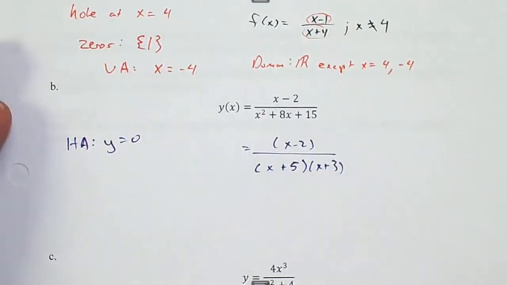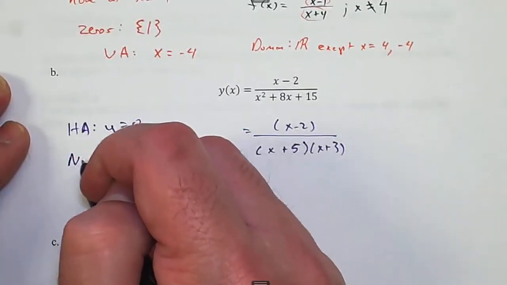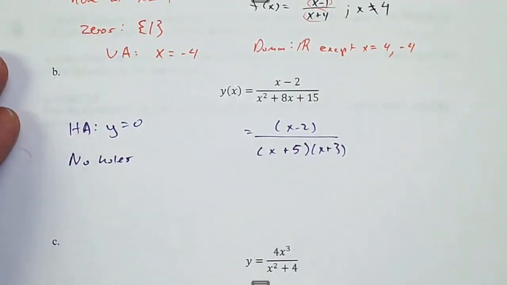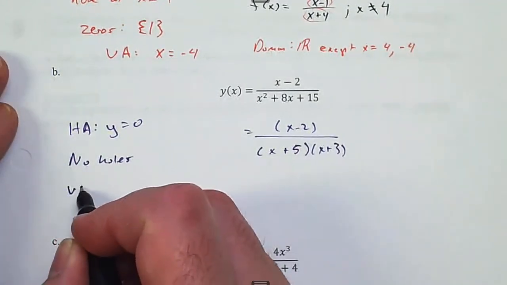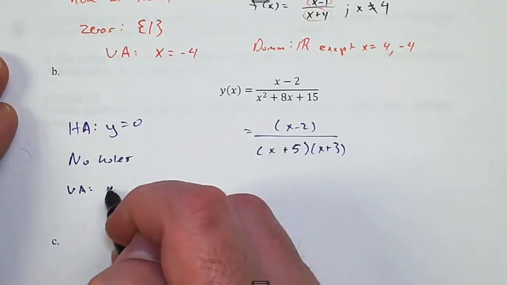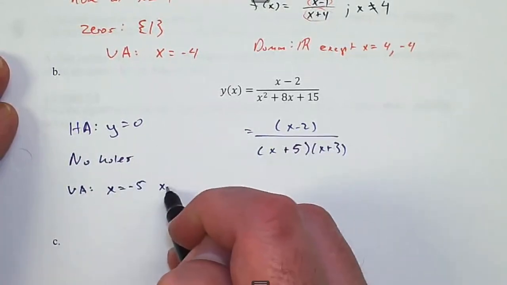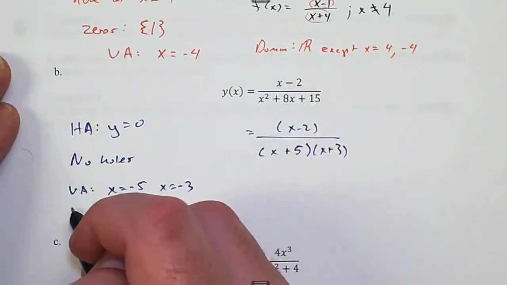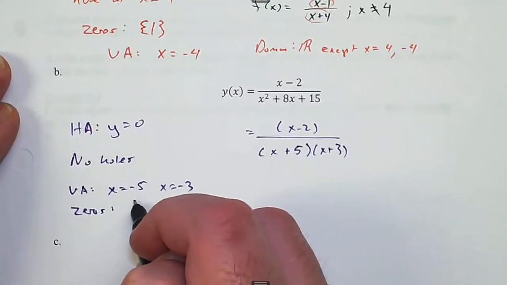In this case, you'll notice that we were able to factor it, but nothing canceled, so that means there's no holes. You only have holes if something cancels. Vertical asymptotes are the zeros of the bottom. So the zeros of the bottom are x equals negative 5 and x equals negative 3. The zeros are the zeros of the top. So at 2.